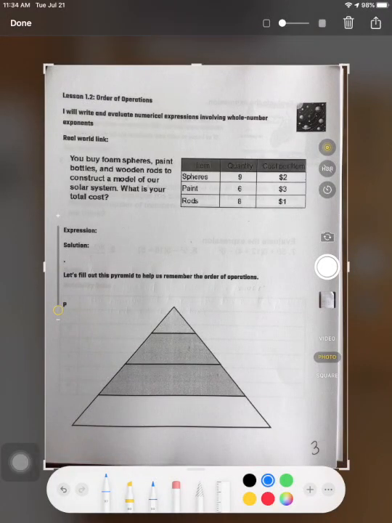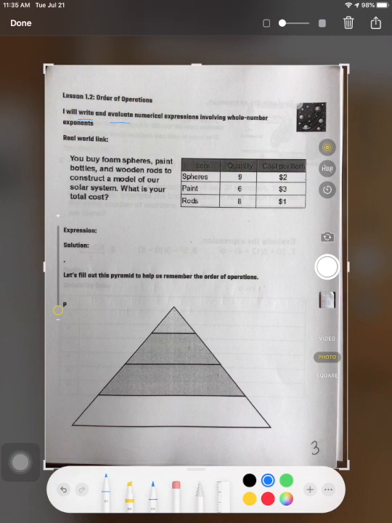Hi guys. Today we're going to start lesson 1.2, which has to do with order of operations. So the goal for today is to write and evaluate numerical expressions involving whole number operations, or whole number exponents, sorry. So we're going to write these expressions and then we're going to actually evaluate them.